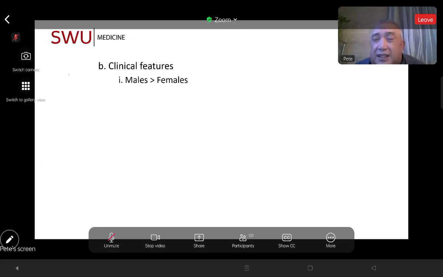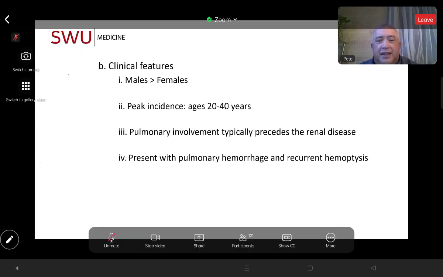It affects more males than females. Peak incidence is between 20 to 40 years. And pulmonary involvement typically precedes renal disease. So you have hemoptysis, and then you have hematuria.